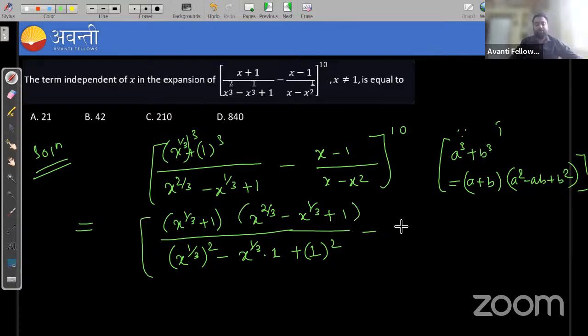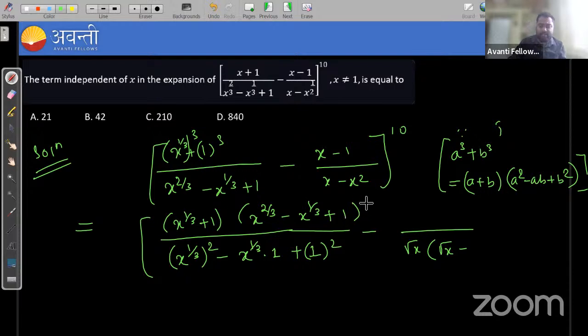Yes. And also here, if we take common root x from the denominator of the second term of the given expression, then it will be root x minus, if we take root x as common, or x square.